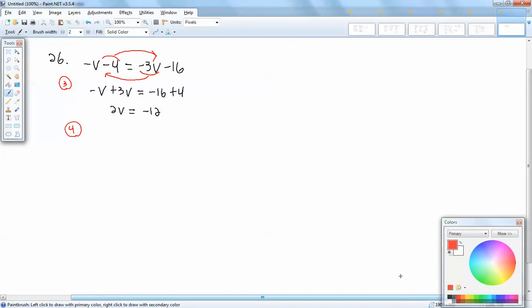Step 4. Divide both sides by the number in front of your v. The number in front of our v is a 2, so we're going to divide both sides by 2. And we get v is equal to negative 6. And that's our answer.